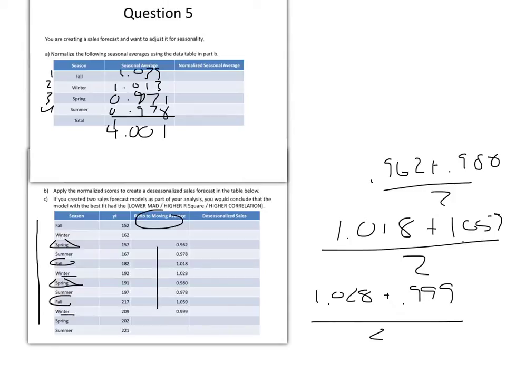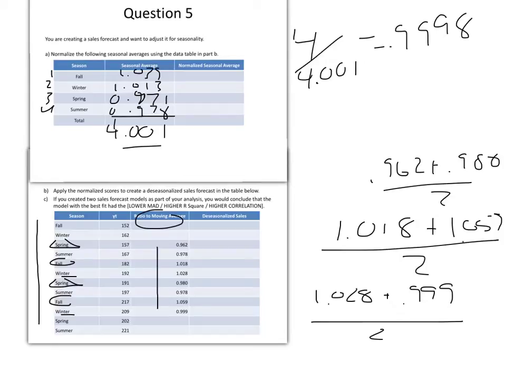And the way we do that is we divide 4 seasons over this sum here, 4.001. That's going to give us something very close to 1, but slightly less. And so if we say 4 divided by 4.001, we get 0.9998. And then we're going to multiply that by our seasonal average. So it's going to reduce each of those very slightly.